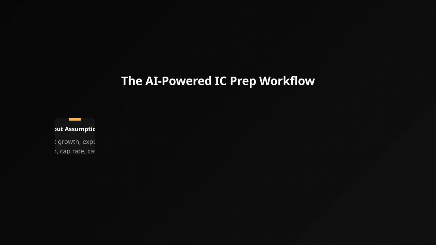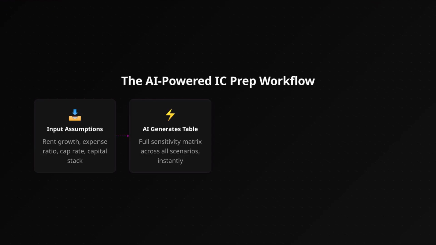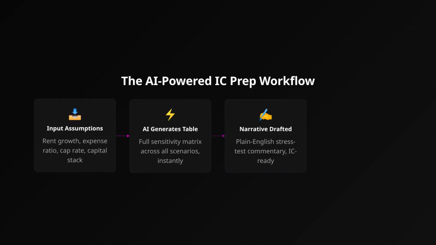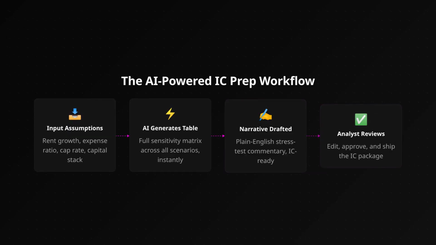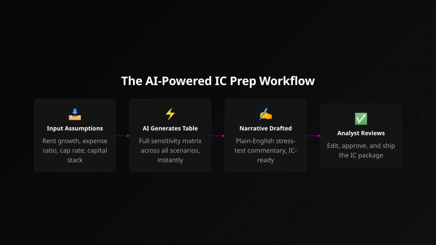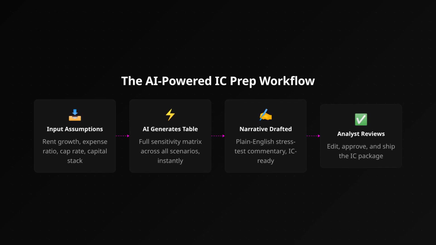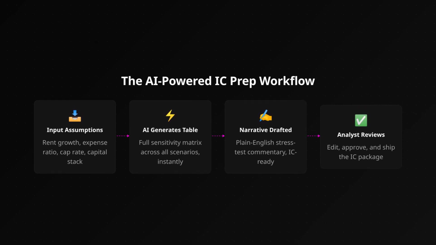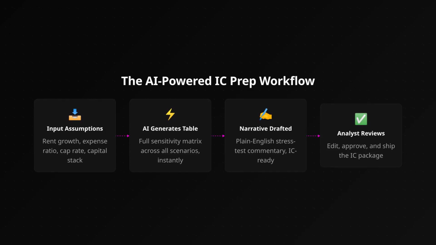Let's talk about how to actually build this workflow into your IC prep process, starting today. The workflow runs in 4 connected steps. Your analyst inputs the underwriting assumptions: rental growth, expense ratio, exit cap, capital stack. The AI tool generates the full sensitivity matrix across your chosen scenarios. Then it drafts the stress test narrative in plain English. Your analyst reviews, adjusts any commentary, and the IC package is done.